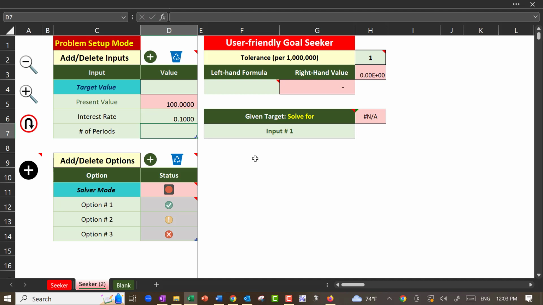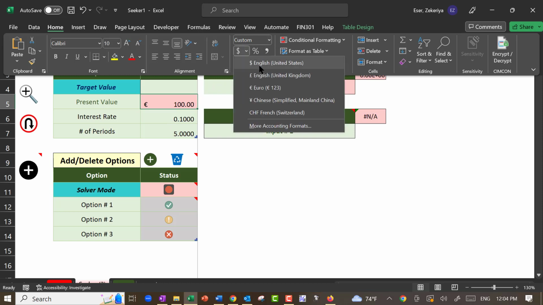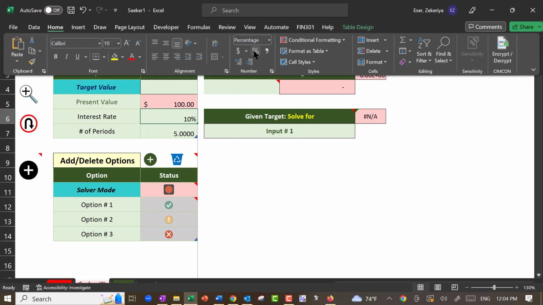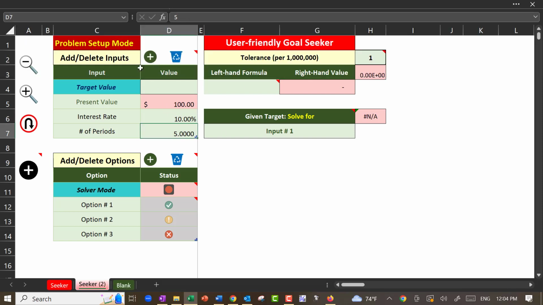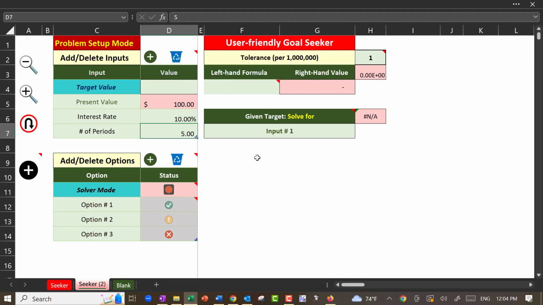I don't know why it's doing it in euro. Percent, 1, 2. Number of periods, I don't need that many digits. You could have it less. It doesn't have to be an integer number, by the way. And let me see. And I'm going to pick, arbitrarily, solve for present value.